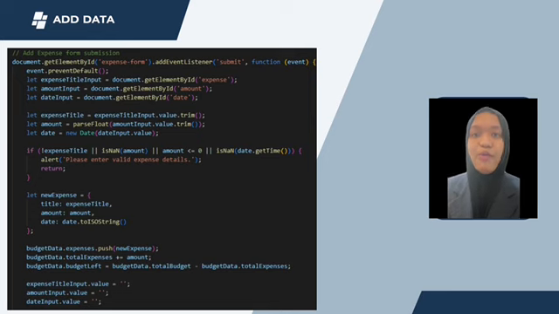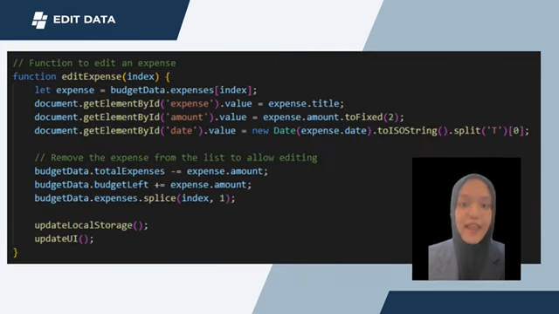This expense object is then added to the budgetData.expenses array, and the total expenses and budget left are updated accordingly. Finally, the local storage is updated with the new expense data, and the UI is refreshed to display the updated information.